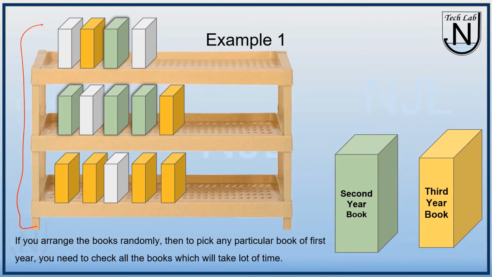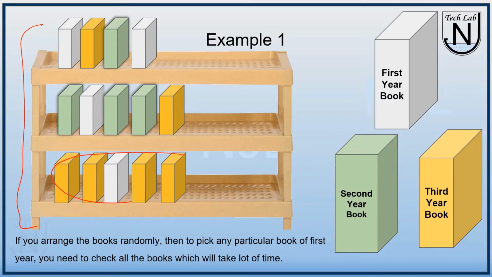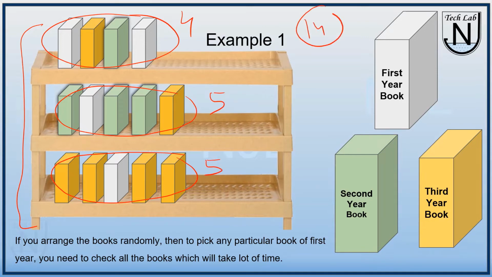Now the problem with the random arrangement is that if you want to pick a particular book of first year, you need to search through all the books, and only after searching through all of them will you be able to find the book that you want. Over here we have 4 books, 5 books, and 5 books, so a total of 14 books. You need to check 14 books, and only then will you find the book that you exactly want.